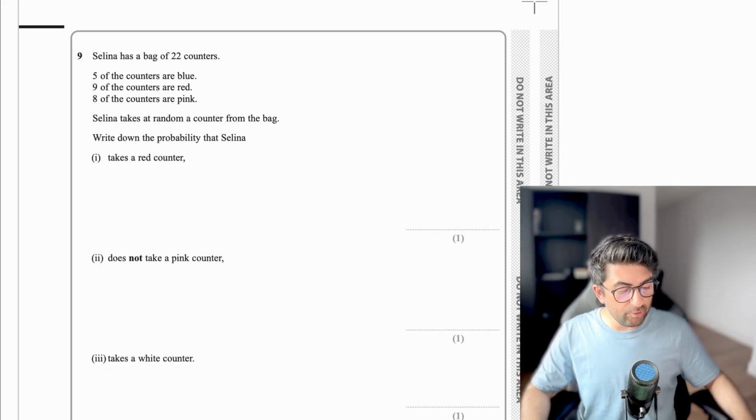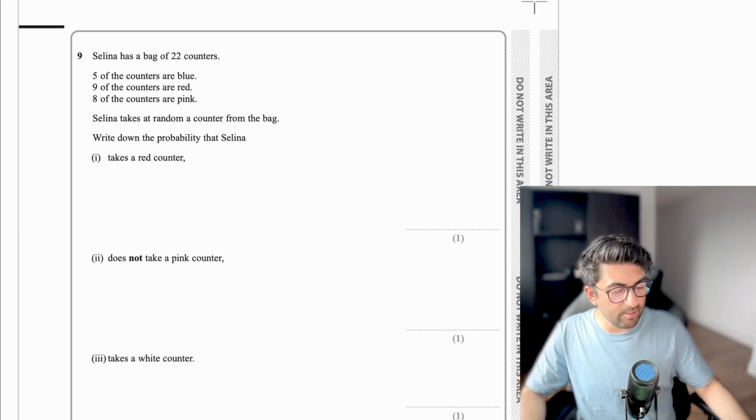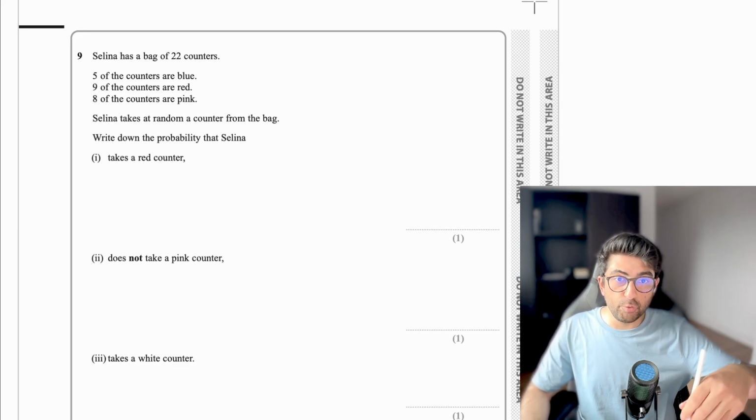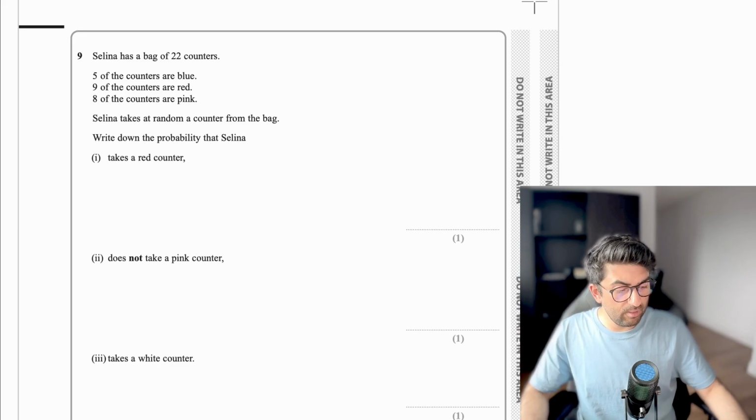So probability is just, it's real simple. Probability is just like this. It's the thing that you're choosing out of all the things. So I think about it like this. Thing to choose out of everything.